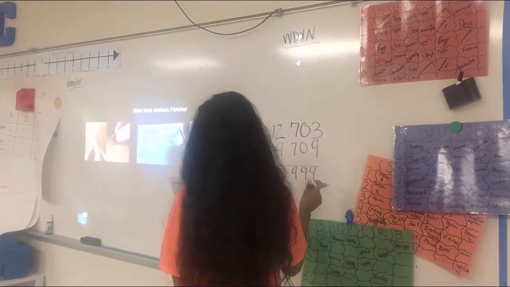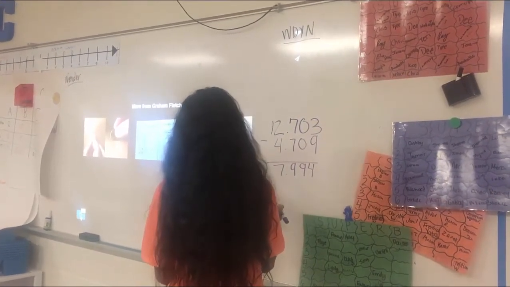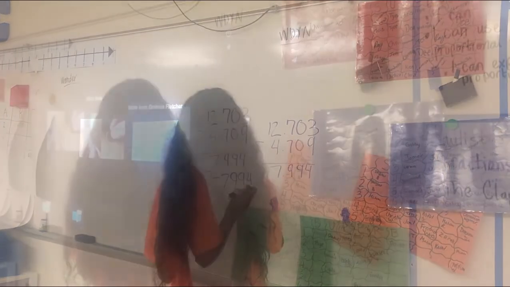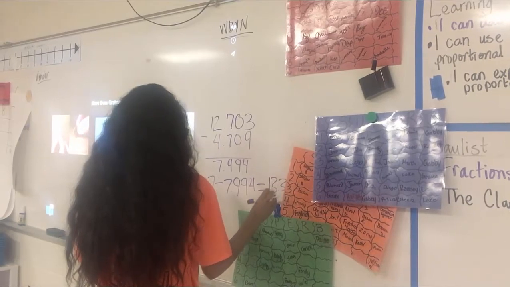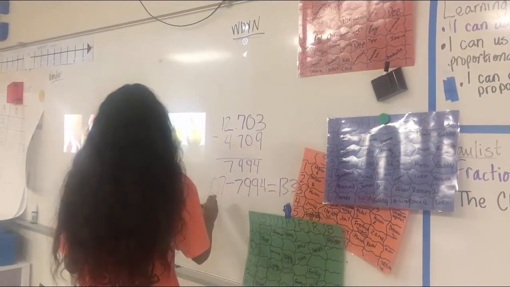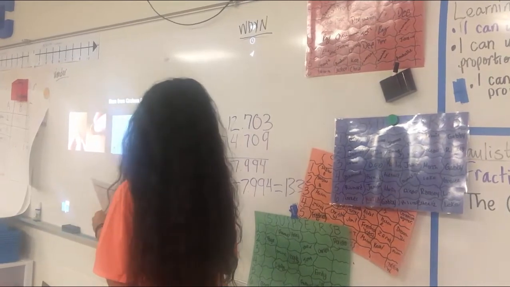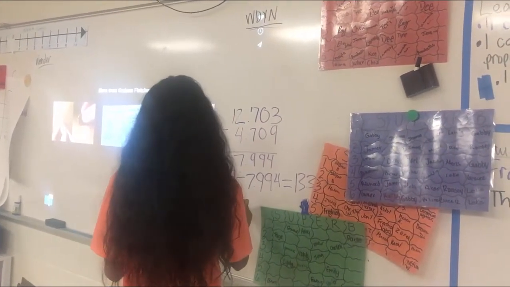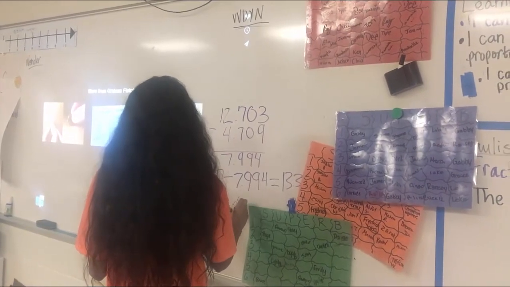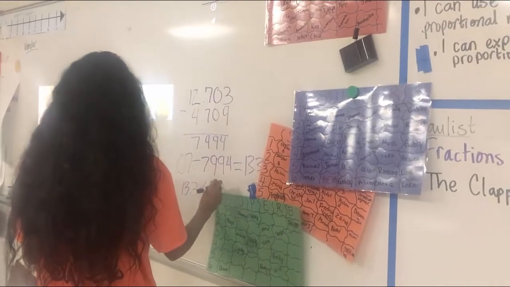This was how many seconds he clapped so far. And then we divided 107, and then that equaled 13.3. And then we multiplied 13.3. 13.3 was the amount he clapped for each second. And then we multiplied 13.3 by 60 and got 798.